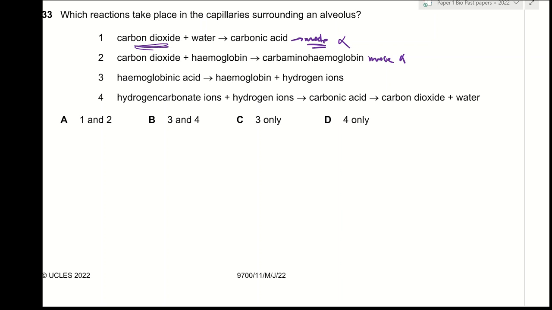For 3, hemoglobinic acid dissociates into hemoglobin and hydrogen ions. This is correct. This happens in the alveolus. The reason for this is now the hemoglobin is free to combine with oxygen, forming oxyhemoglobin. So this is correct. For 4, hydrogen carbonate ions combining with hydrogen ions, forming carbonic acid, and therefore carbon dioxide and water. This does happen in the alveolus in the lungs. The reason for this is so that carbon dioxide can be excreted by the lung. Therefore, 3 and 4 is the correct answer and is going to be B.